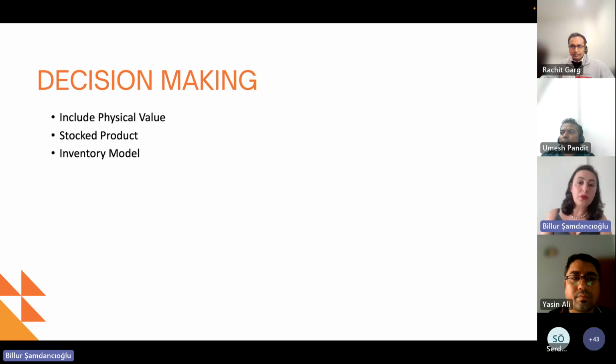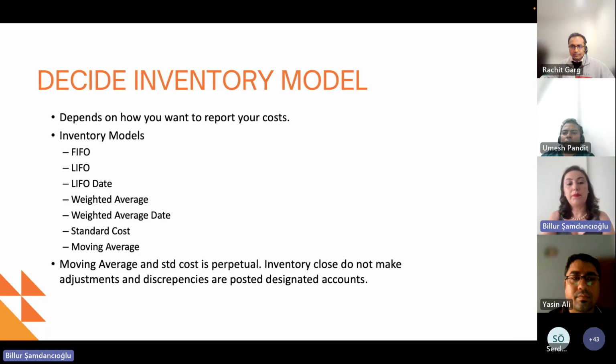Because if it's not a stock product, then the inventory transactions may not occur on your transactions. And the inventory model, either FIFO, LIFO, and so on, is very critical. To decide on the inventory model, it actually depends on how you want to report your costs. For example, you can track your inventory with FIFO, but in the end, your costing model can be the weighted average.